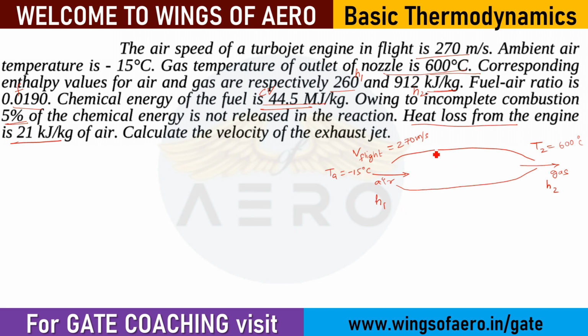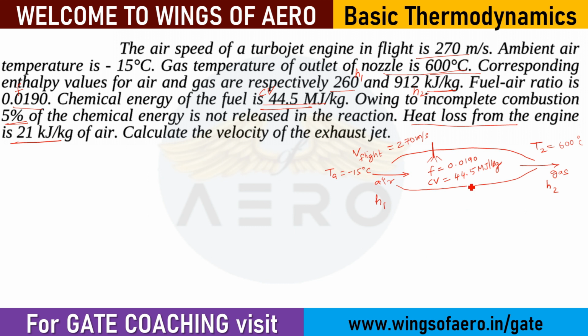After that there will be a combustion chamber, right? Where air and fuel get mixed together, the fuel air ratio is 0.0190, and the calorific value CV is 44.5 megajoule per kg. Owing to incomplete combustion, 5% of the chemical energy is not released.